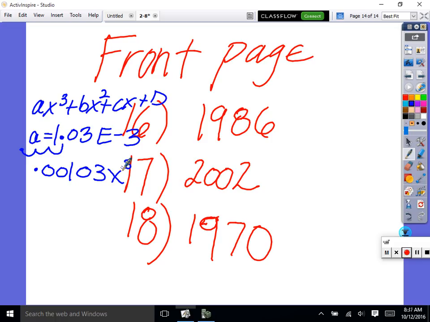Okay, so that's all you're doing. When you've done that, check it off with me, hand it in. That's all we're doing. The front page, and then you're doing only 16, 17, and 18 on the back, and you're only doing the first year that's listed.